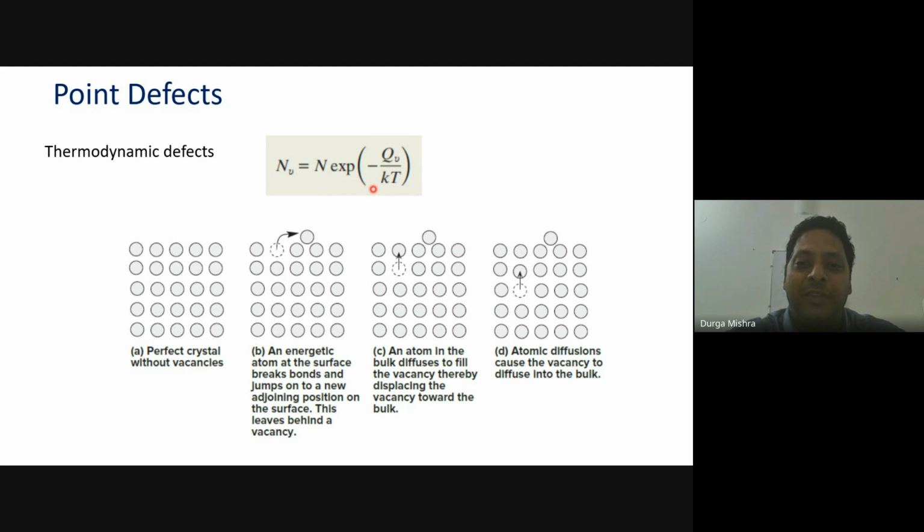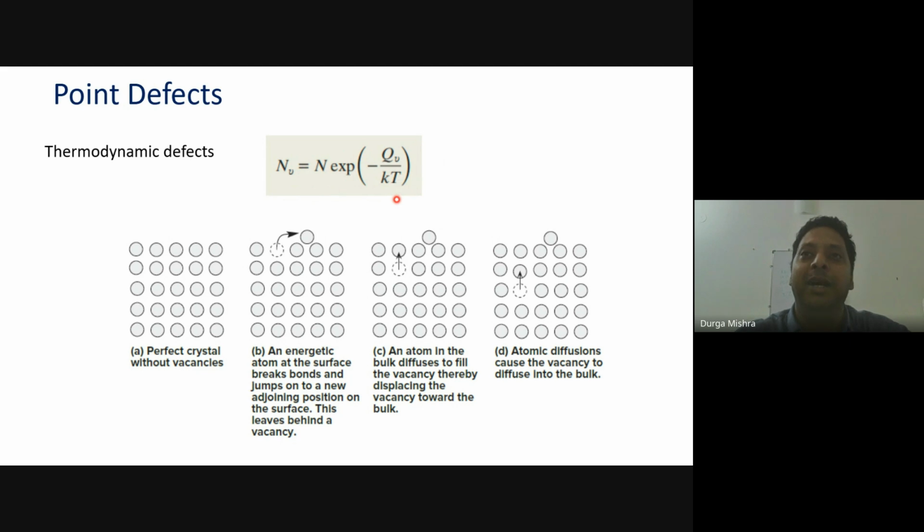That means if I increase Q_V, so if my activation energy increases, the number of vacancies will decrease. Similarly, if I increase the temperature, the number of vacancies will increase, because I am increasing the thermal energy, so I'll be able to vibrate these atoms rapidly, and it is possible that I can break some of those bonds. That's why the number of vacancies will increase if I increase the temperature.